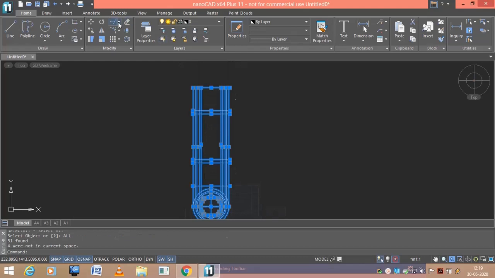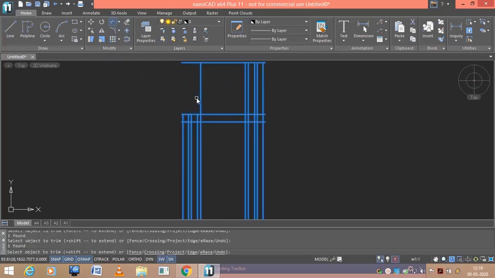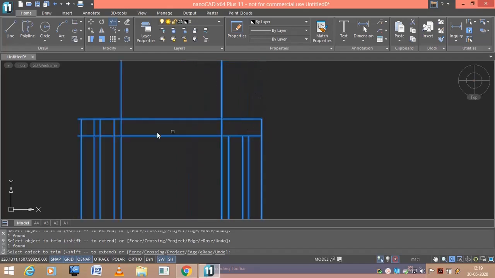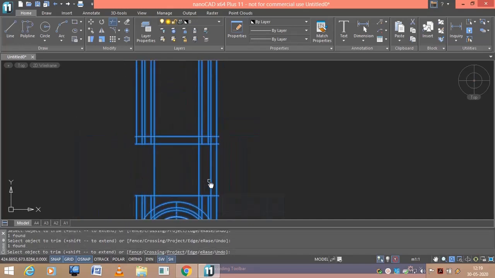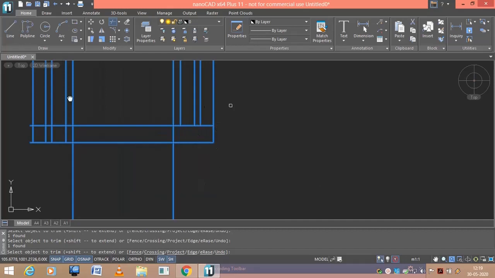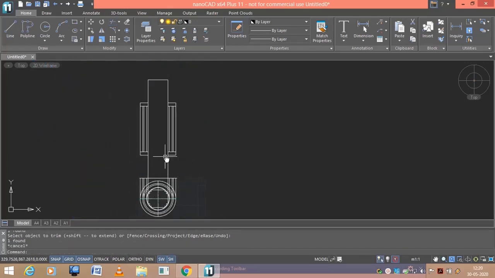So Control A and go for trim. The winding should be present within the window only, and this is the insulation between the winding and the core, and again this is the insulation between the core and the winding at the bottom side. Okay, this is your one limb sectional plan and elevation.